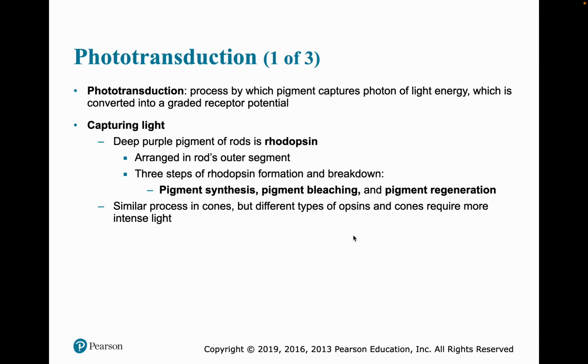So phototransduction is the process by which the pigment captures a photon of light energy and that is converted into a graded receptor potential. So capturing the light, the dark, deep purple pigment of rods is rhodopsin. They're arranged in the rod's outer segment. There are 3 steps in rhodopsin formation and breakdown: pigment synthesis, pigment bleaching, and pigment regeneration. Similar process in cones, but different types of opsins and cones require more intense light for it to happen. So we'll focus on rhodopsin.